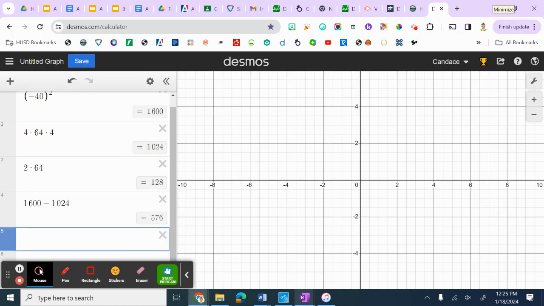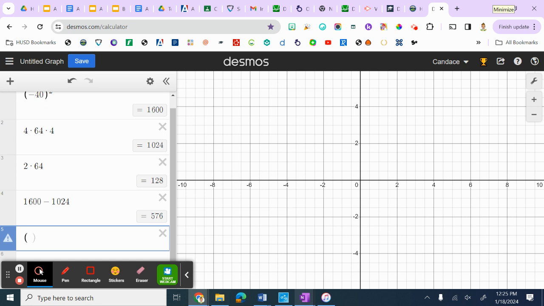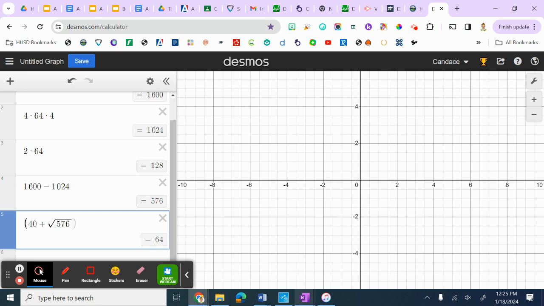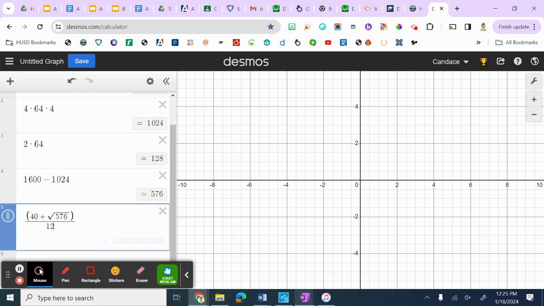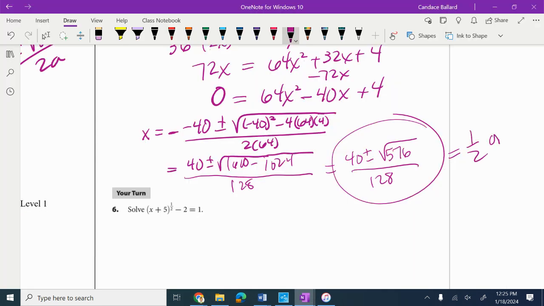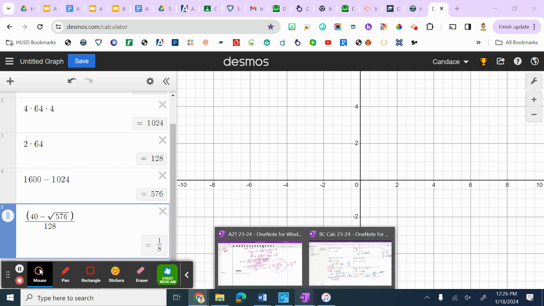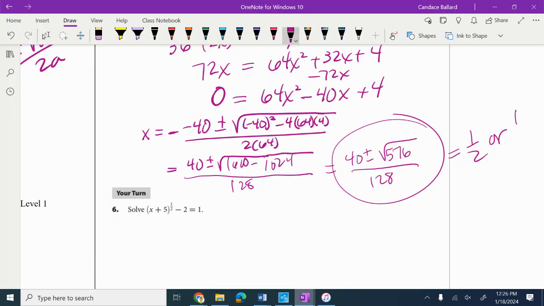So I'm going to use some parentheses, and I'm going to go 40 plus square root of 576, and then I'm going to divide by 128. And look at that. I got 0.5, which is 1/2, right? 1/2, or I'm going to go ahead and just switch it to a minus sign. And that gives me 0.125. And look at this. We can hit this little button right here. That gives us the fraction 1/8, which it'll probably take either one.